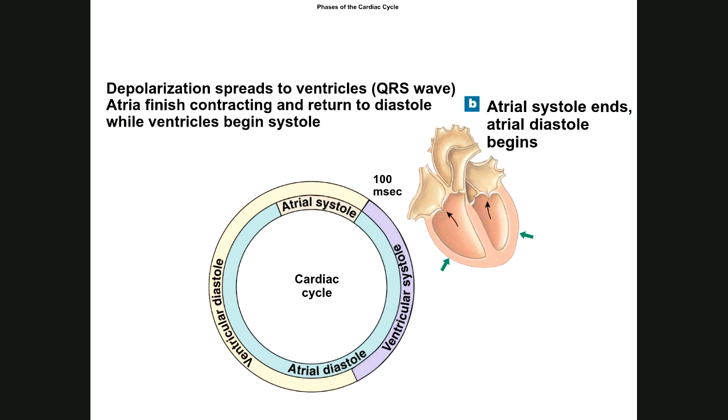When the atrial systole ends, atrial diastole begins. And depolarization spreads to the ventricles, causing the QRS wave. So this mechanical event is what we see as electrical in the ECG as the QRS wave. The atria then finish contracting and return to diastole, relaxing, while the ventricle begins the systole phase.